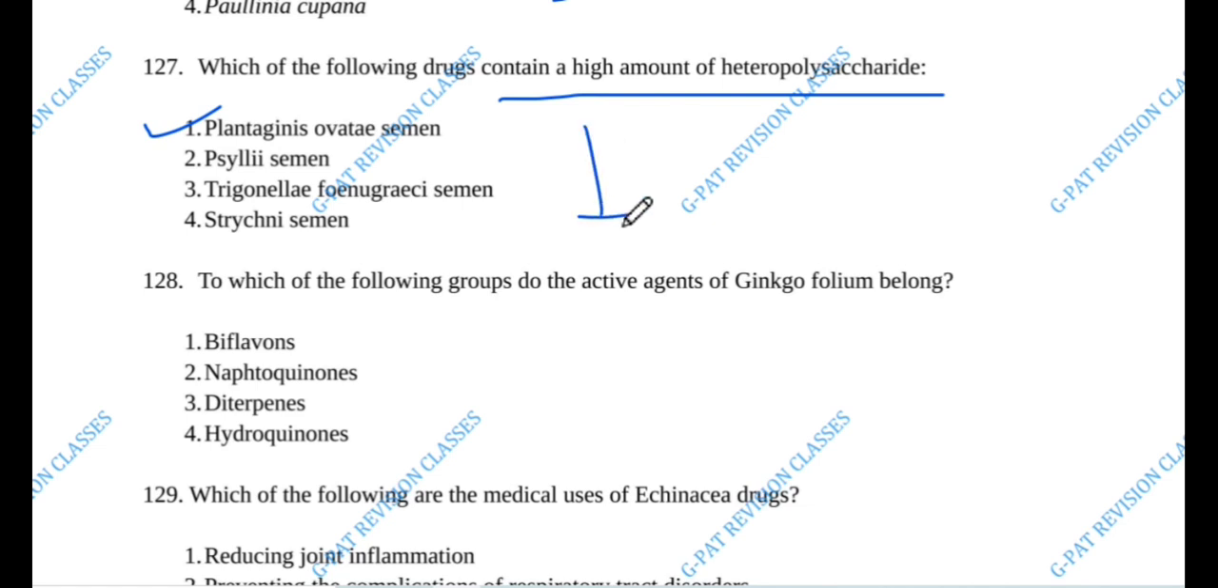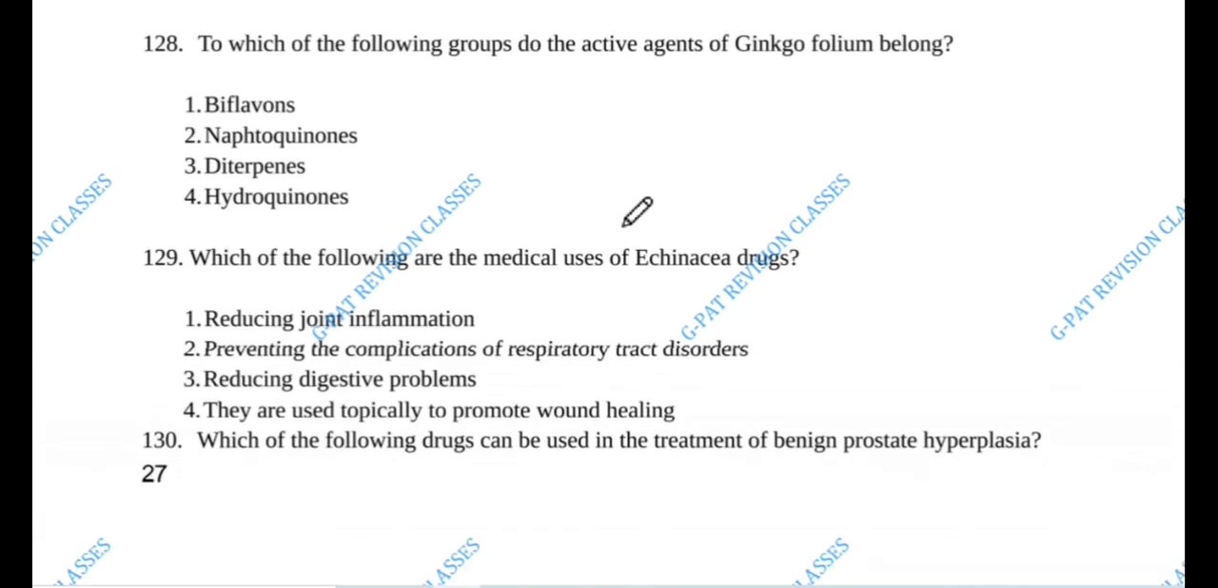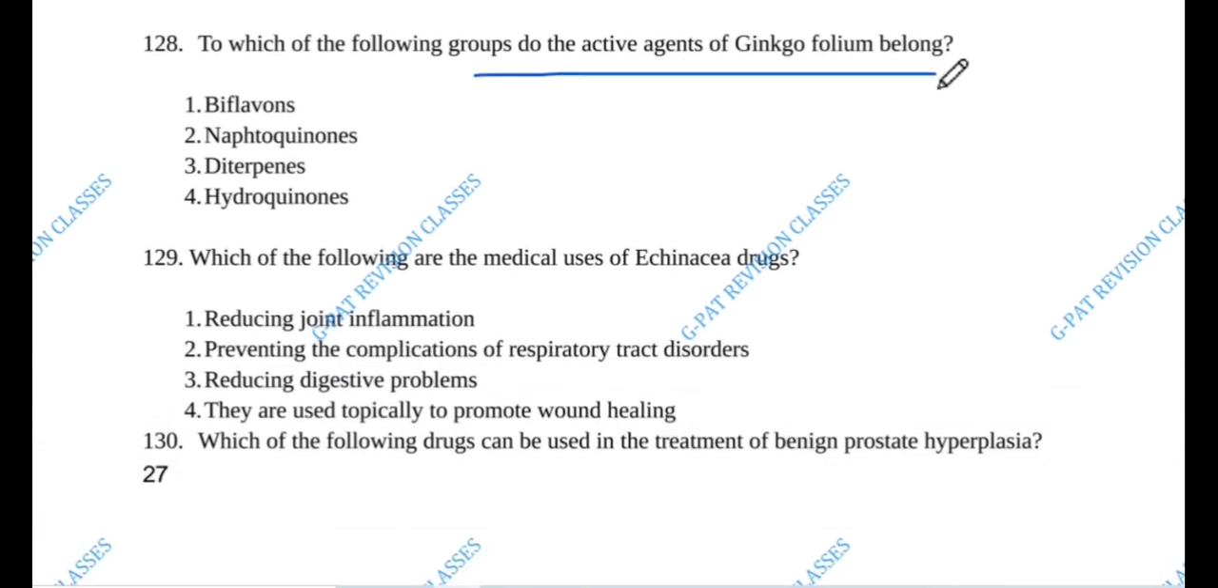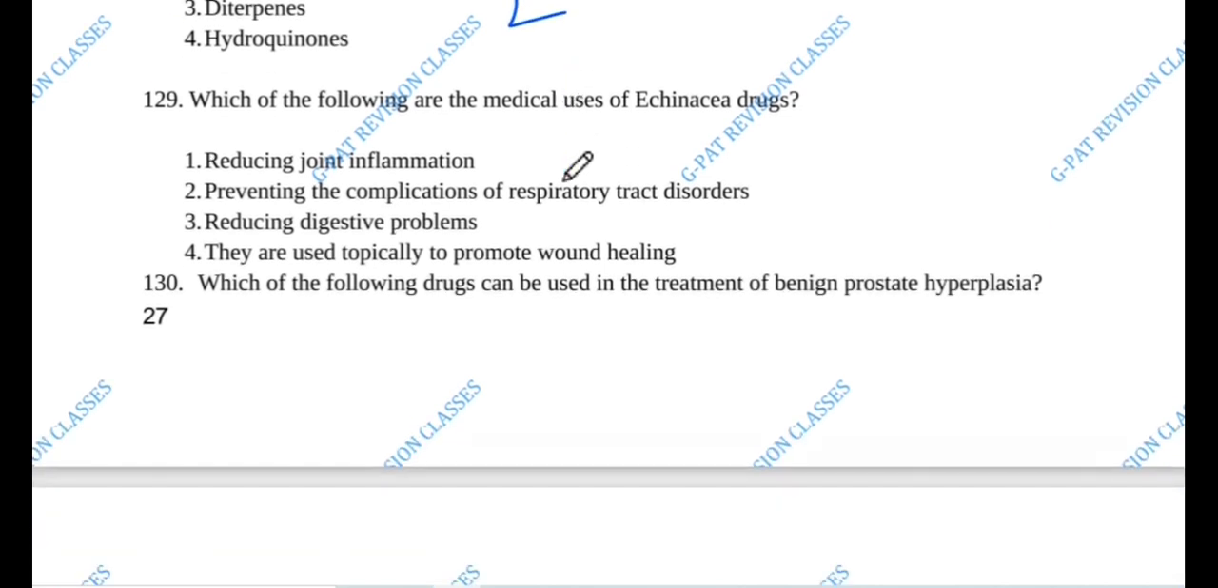Next is question number 128. To which of the following groups do the active agents in Ginkgo folium belong? The answer is second, naphthoquinones. The answer is second.